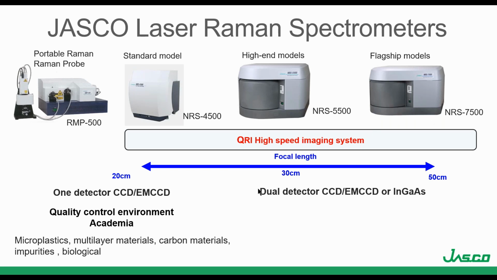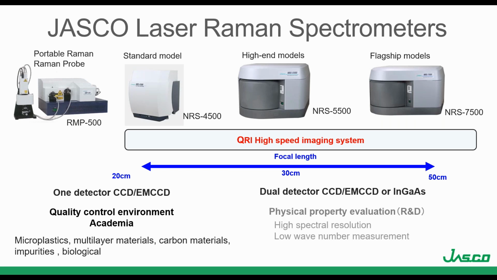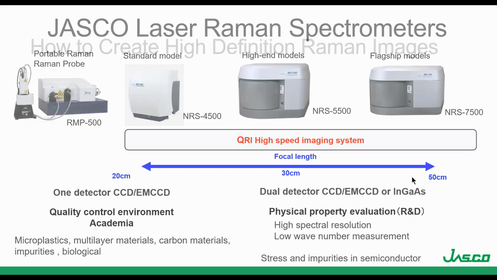In the case of the 5000 and 7000 series, we can add two detectors, either the CCD, EMCCD, or an in-gas detector. And the in-gas detector is more for the near IR lasers, like the 785 and the 1064. And these instruments, especially the 7000, is more for high spectral resolution application and very low wave number measurement. We can go up to 10 or 5 wave number with these two instruments. And for the high wave number resolution applications, you can find that with the stress in semiconductor, also impurities. And I'm going to show some of those examples almost at the end of the webinar.